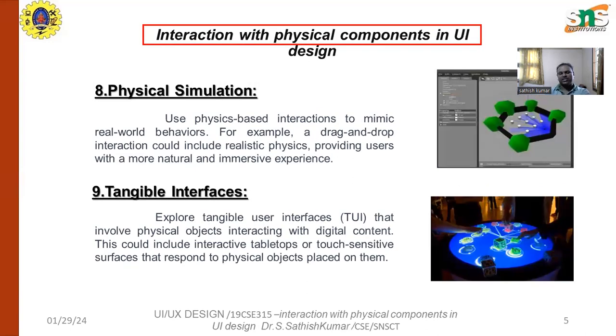Next one is physical simulations. Physical simulation is nothing but physics-based interactions that mimic real-world behaviors. For example, drag and drop interactions could include realistic physics, providing users with more natural and immersive experiences. Next one is tangible interfaces. They explore tangible user interfaces that involve physical objects interacting with digital content, such as tabletops or touch-sensitive surfaces that respond to physical objects placed on them.